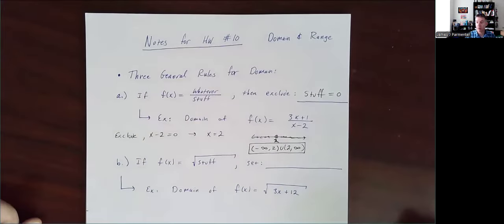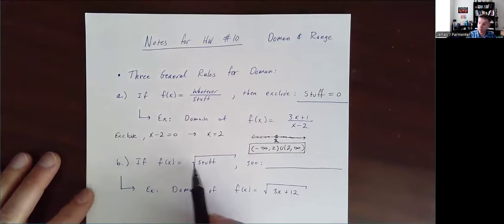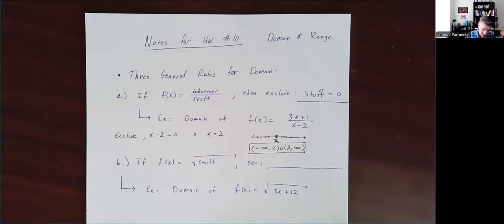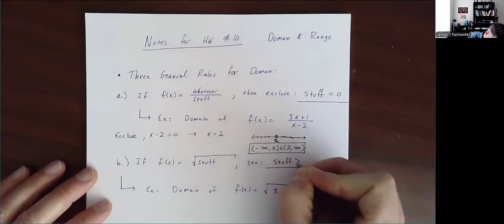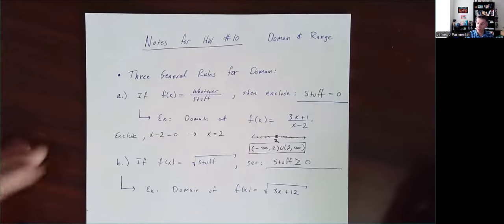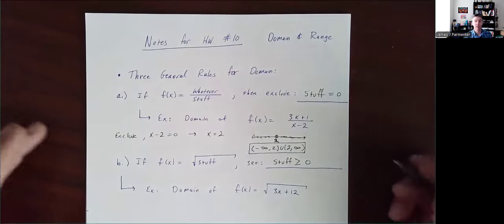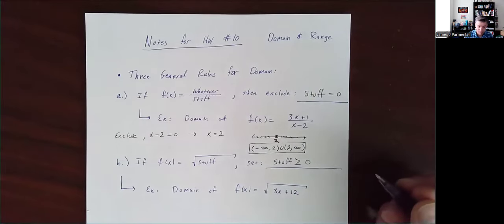Second type of thing where you might have a domain issue, or what I'd like to say is a domain restriction, right? You're not allowed to have every x value necessarily, is when you have f of x equal to the square root of some stuff. If that's the case, we're going to set the stuff to be greater than or equal to 0. Because you can certainly take the square root of 0, it's 0, and you can take the square root of any positive number, but we can't take the square root of a negative number.